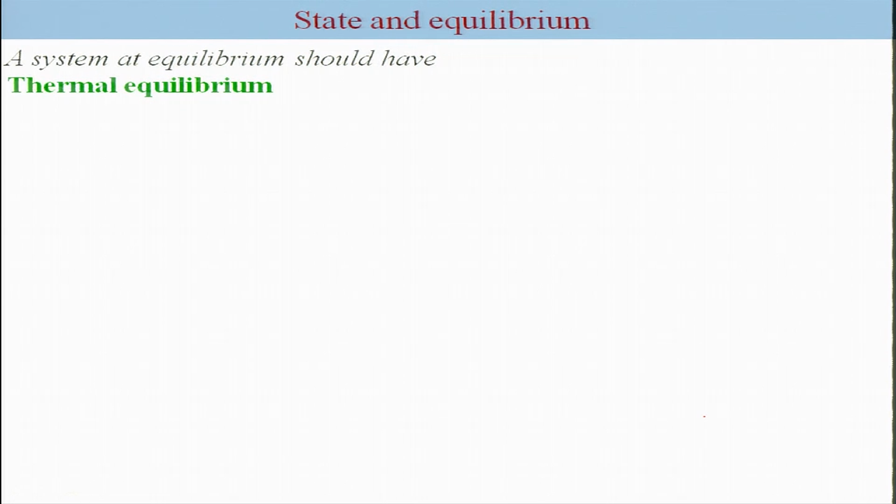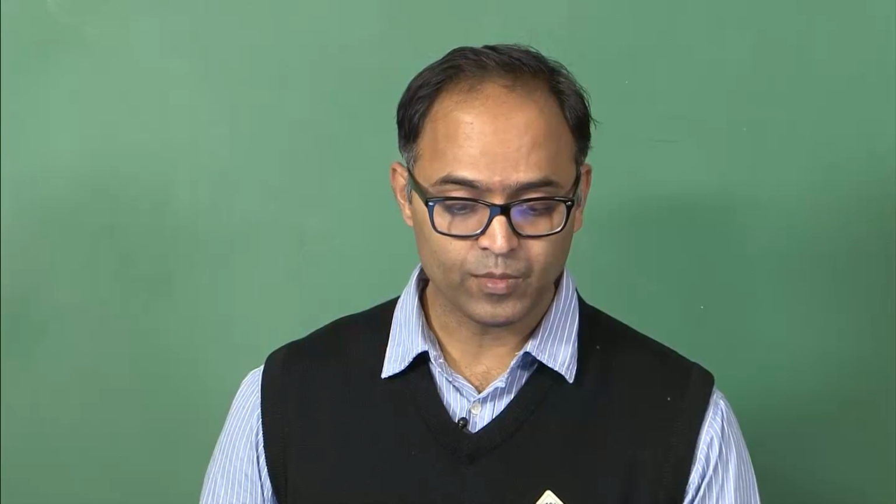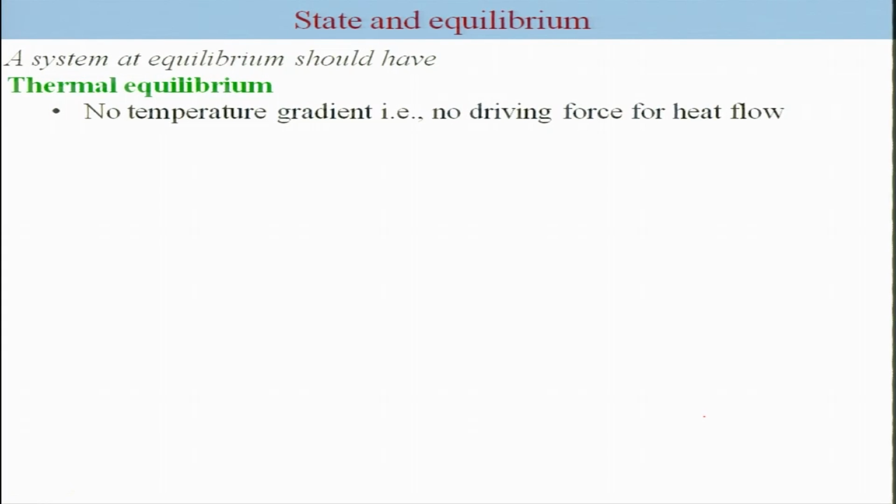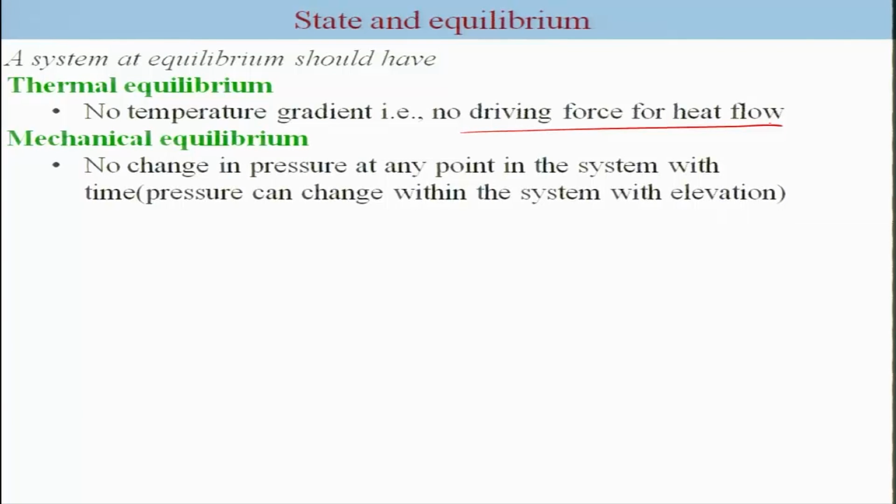When we talk about equilibrium or thermodynamic equilibrium, there are three important criteria. One is thermal equilibrium, where there is no temperature gradient, in other words no heat flow. And second is mechanical equilibrium, that means there is no force gradient, or in general no change in the pressure within the system. Of course, the pressure can change along the vertical direction, but the pressure will remain the same along the horizontal, and in other words the forces are balanced in order to achieve mechanical equilibrium.